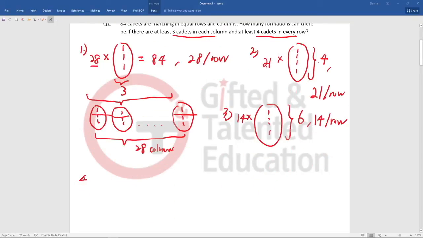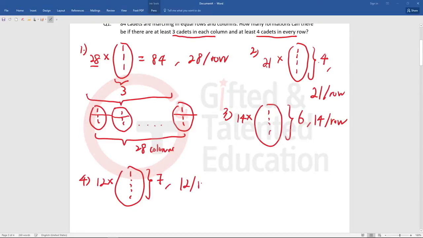For the fourth way, we can have a total of 7 such cadets in every column, giving us a total of 12 such columns and a total of 12 cadets in every row. For the fifth way, we can also have a total of 12 cadets in every column, giving us a total of 7 such columns and a total of 7 cadets in every row.